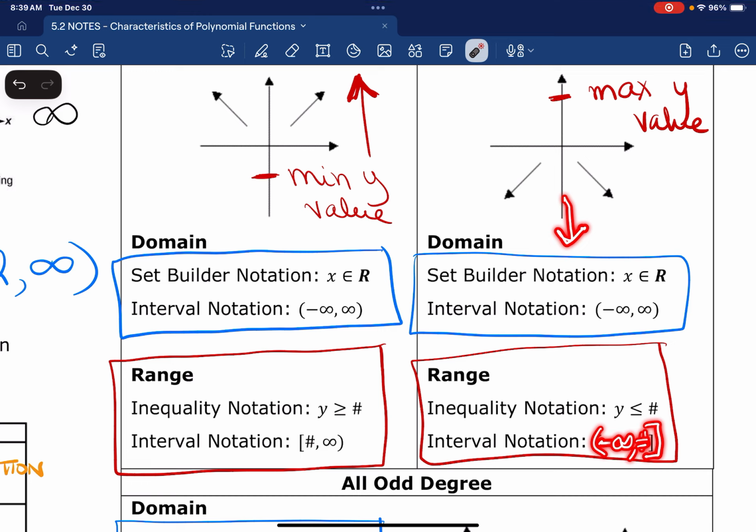Okay? So this is going to be the only time we use a bracket when we're talking about range here, when you're actually hitting a specific number value. Infinities are always with parentheses.